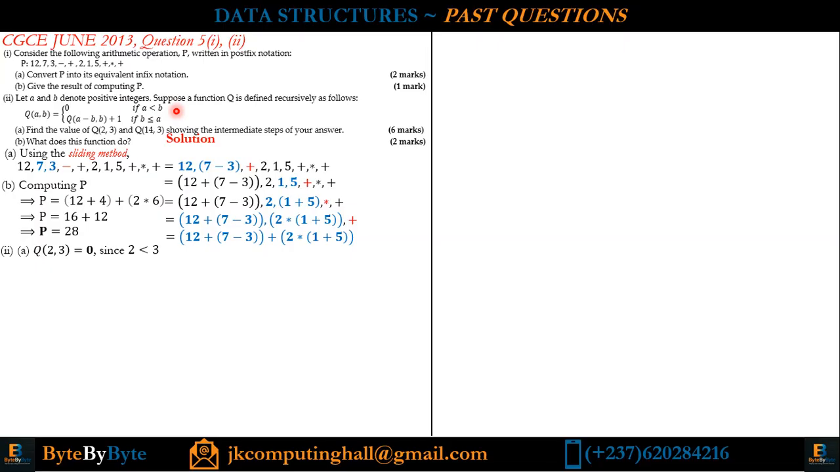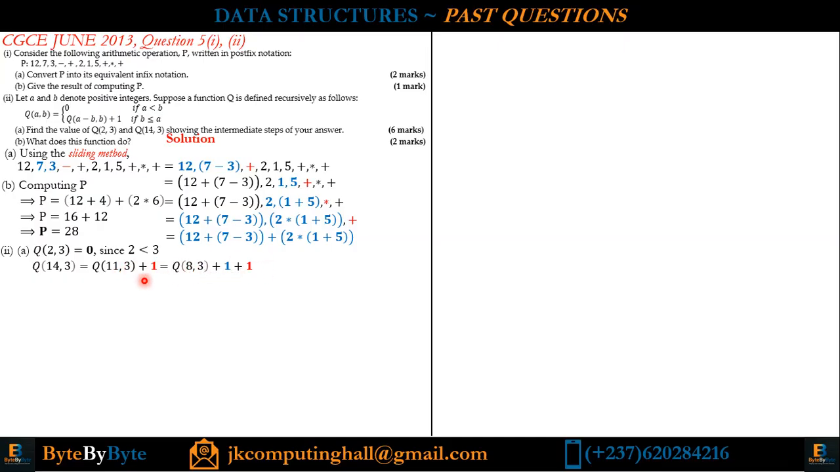Now, cure of 14, 3. We see that A is 14, B is 3, and it satisfies the second condition because 3 is less than 14. So cure of 14, 3 will be cure of 11, 3, because I have A minus B, 14 minus 3 is 11, all that plus 1. So when A is above B, A becomes A minus B, and then 1 is added to the result. So this is the same thing. I'm going to have cure of what? 11 minus 3, 8, 3.